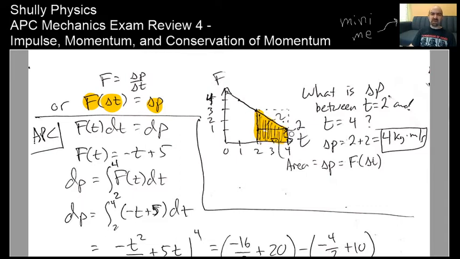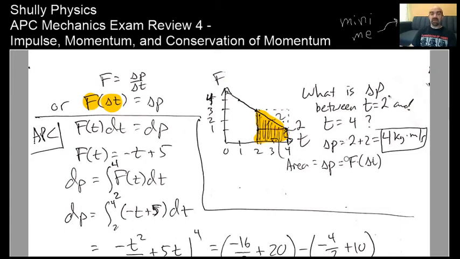A question might give you an FT graph. It might ask you, what is the impulse between 2 and 4 seconds? So you could find the area in there. You could find it analytically, look in the graph, break this up into 2 pieces of area, a rectangle and a triangle, and add up those 2 areas. Okay, so that'd be the impulse or the change in momentum.